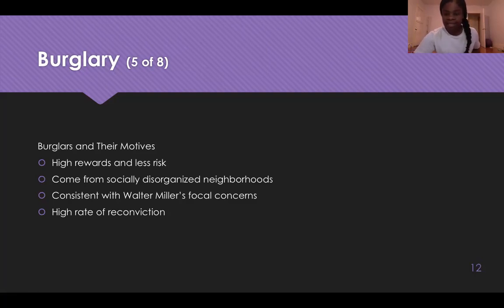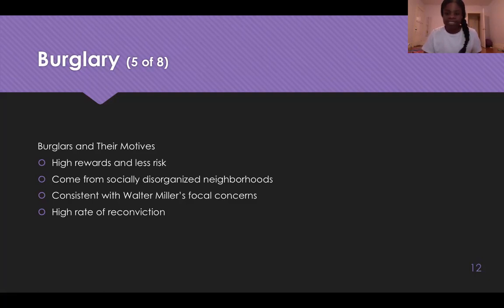Burglars and their motives. Wright and Decker's studies showed that burglars preferred this specific type of crime because it offers the greatest chance of success and reward with the least amount of risk. Demographically, burglars come from poor, rundown, and socially disorganized neighborhoods rife with unemployment. Unemployment is high where these burglars are coming from.